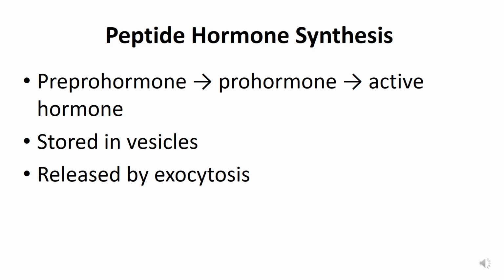The preprohormone then enters a structure called the rough endoplasmic reticulum. Here, part of the molecule is removed and modified. Once this happens, it becomes a prohormone. A prohormone is still inactive or only partially active. It needs additional processing before it can function properly. The cell carefully prepares it for its final role.